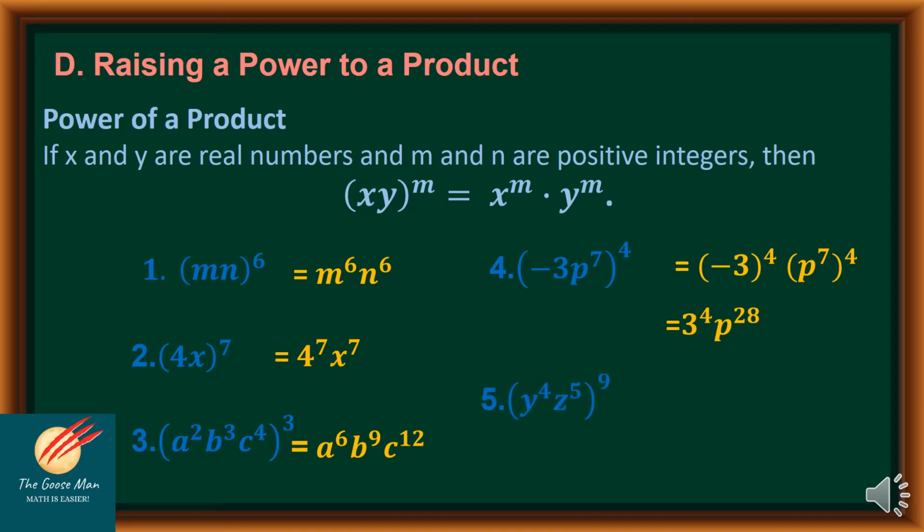Another example, I have here y raised to 4 times z to the 5th power raised to 9. Again, distribute 9. So I have here y raised to 4 times 9 times z raised to 5 times 9. So therefore, we have y raised to 36, z raised to 45.